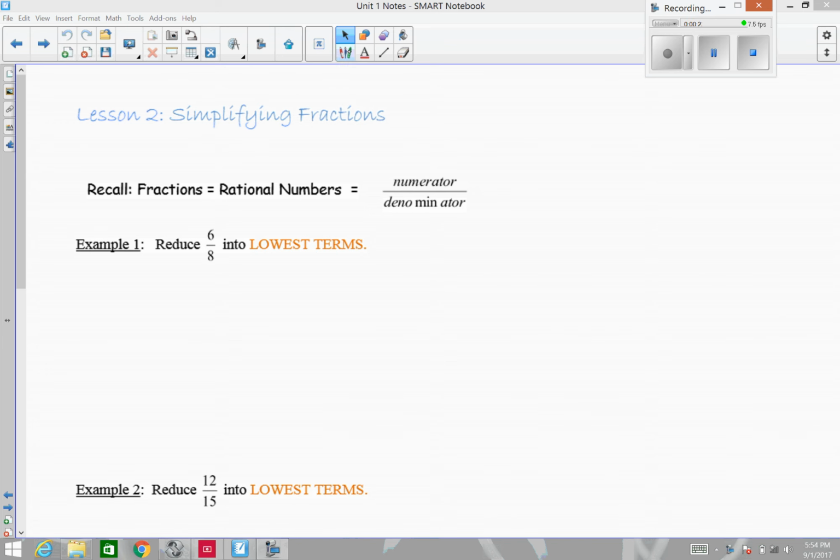We want to remember that fractions are rational numbers. Anything that can be written as a fraction defines it as a rational number, which means it can be written as a numerator over a denominator. Let's take a look at something fairly simple. We want to take the fraction 6/8 and we want to reduce it into lowest terms.